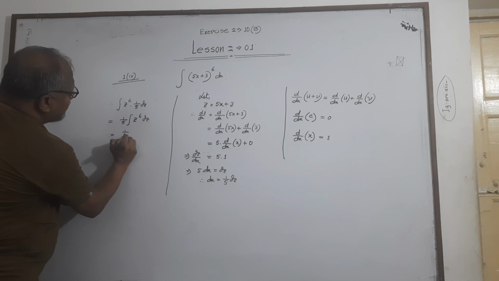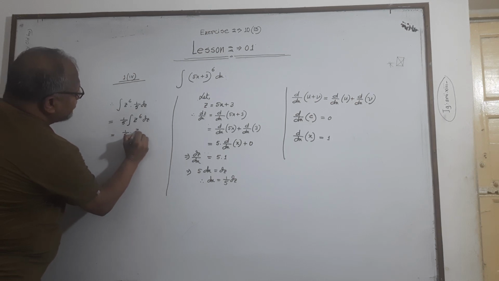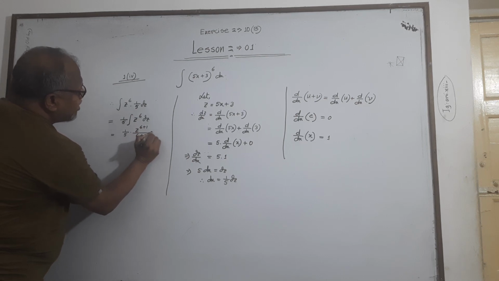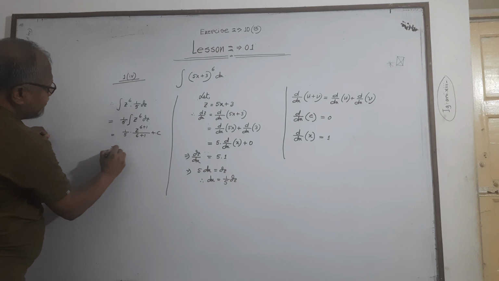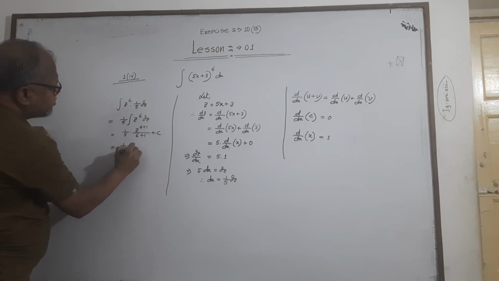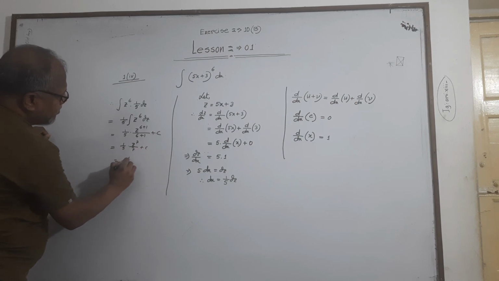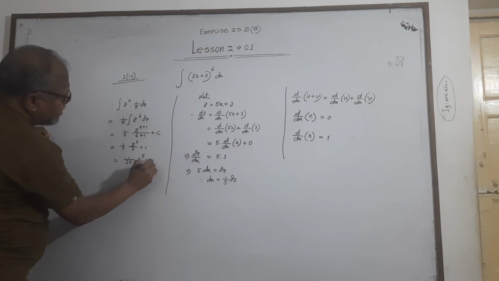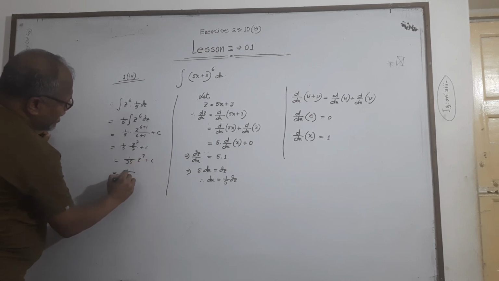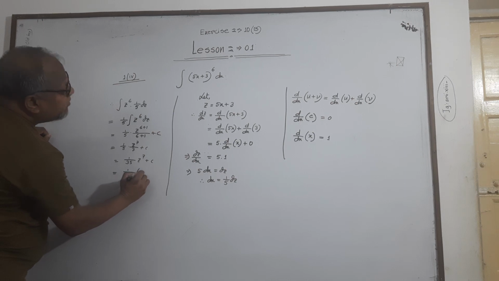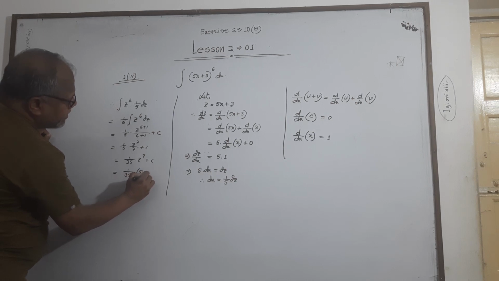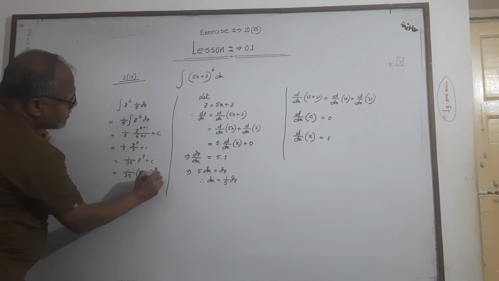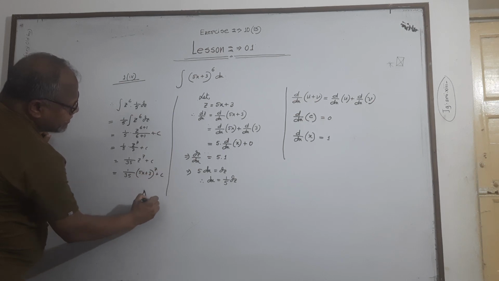So 1 by 5 into z to the power n plus 1 divided by n plus 1 plus c. That is 1 by 5 into z to the power 7 divided by 7 plus c, which is equal to 1 by 35 z to the power 7 plus c. Now I am going to put the value of z. So 1 by 35, the value of z is 5x plus 3, whole to the power 7 plus c, and this is the answer.